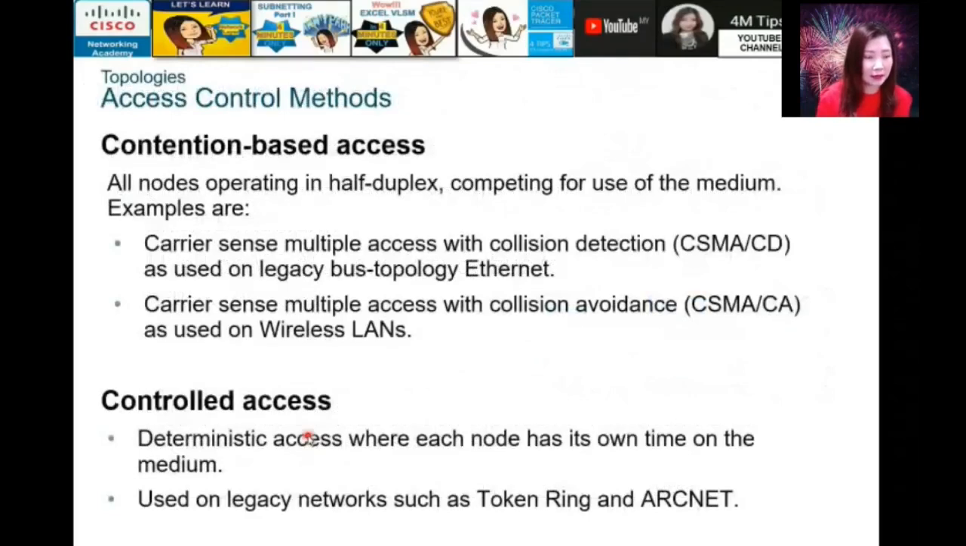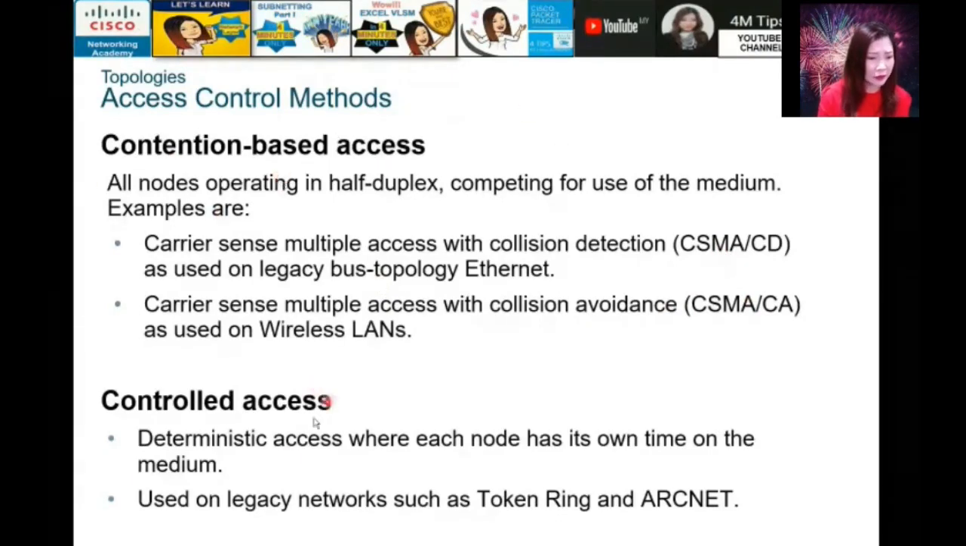Okay, next, we talk about contention-based access. As we understand, all nodes operating in half duplex will be competing for the medium, with examples like CSMA/CD and CSMA/CA. CSMA/CD is more for the legacy bus topology Ethernet, and CSMA/CA is what you have at home. If your devices use a wireless LAN, you are using CSMA/CA. If you use a cable, then you are using CSMA/CD. Okay, so these two, no matter CA or CD, fall under contention-based access.